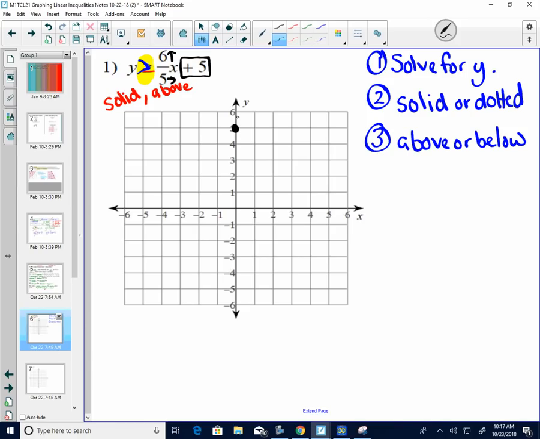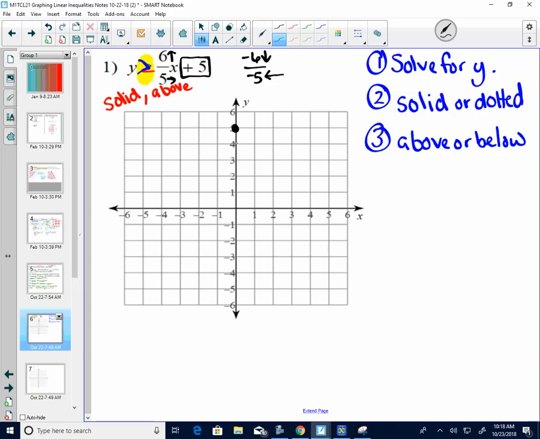So from this point, I should go up 6, but I run out of room on my graph. So that means I need to change the direction. I should also know that a negative over a negative would give me that positive 6 over 5. So that means I can go down 6 and to the left 5 from my y-intercept.